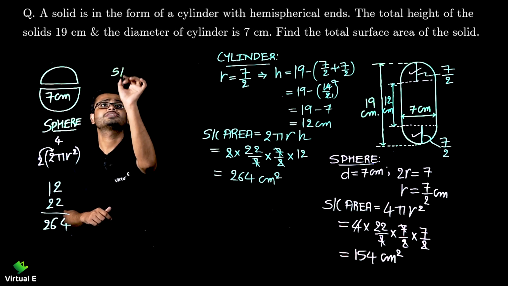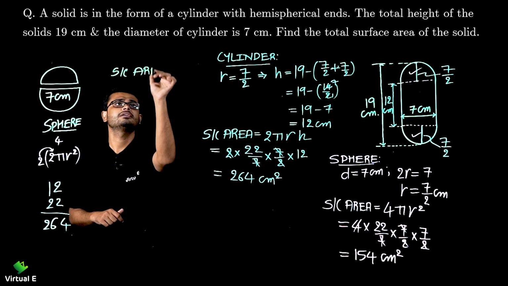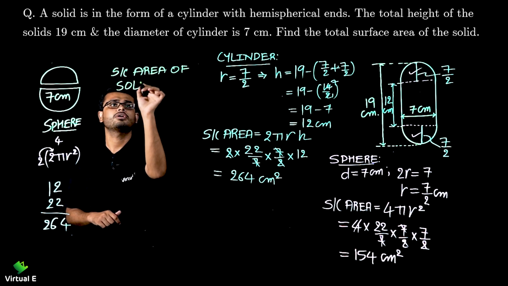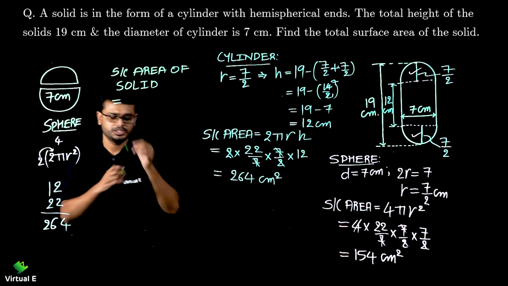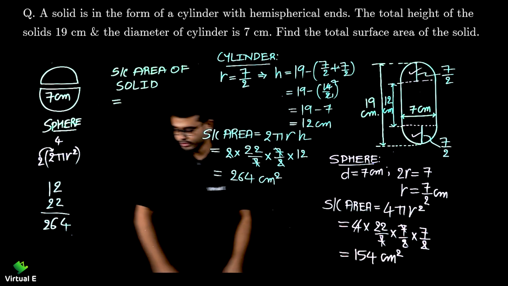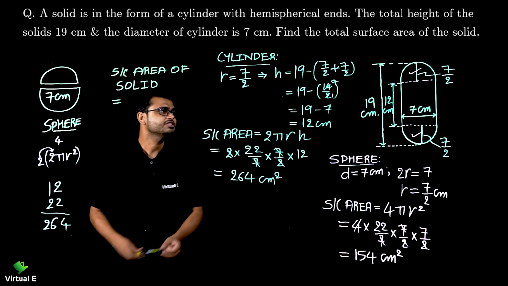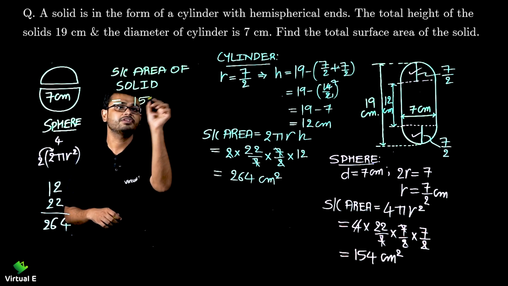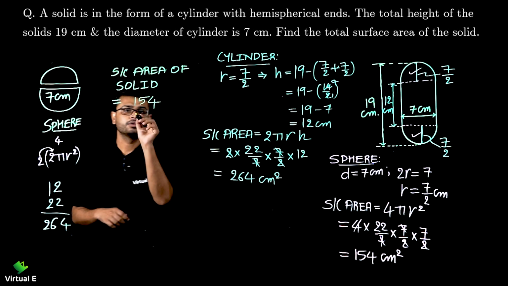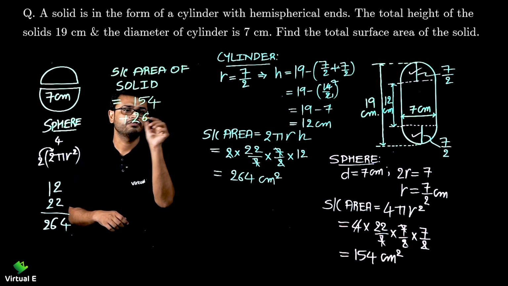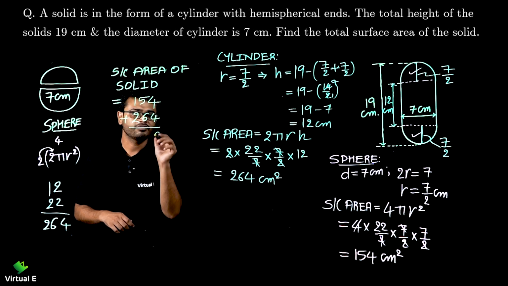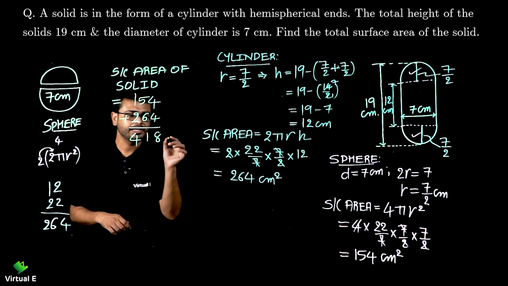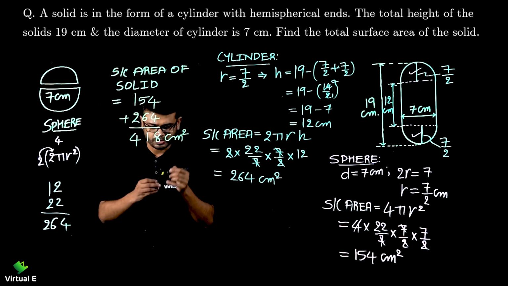So let's write surface area of solid is equal to, guess what I'm going to do with both of them? Simple, we just need to add them. So first area is what? 154. Second is what? 264. So here 4 and 4, 8, 6 and 5, 11, 1, 1 and 4, 418 centimeter square.